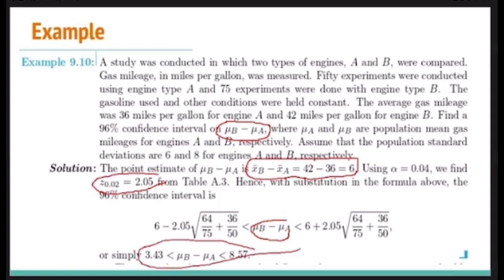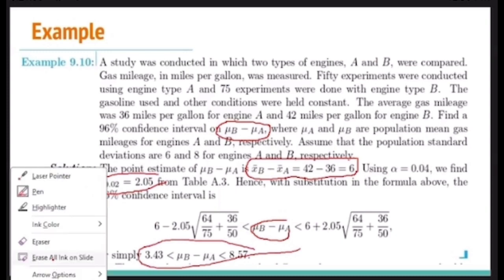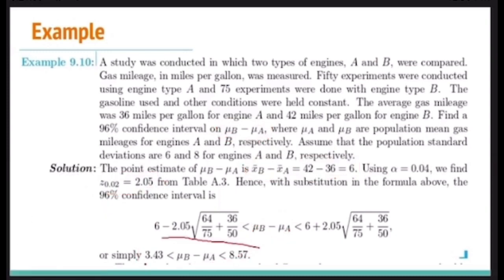What this implies is that the true difference of means will lie between 3.43 and 8.57, with 96% confidence. Is there any question on this? Okay, gotta keep going now.